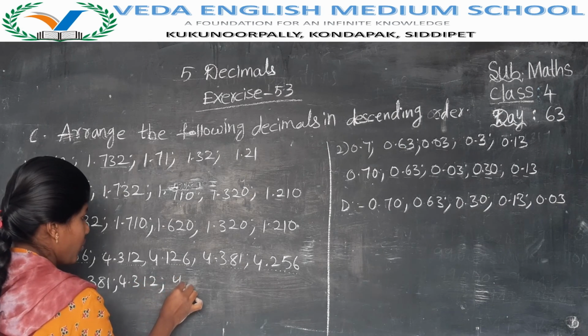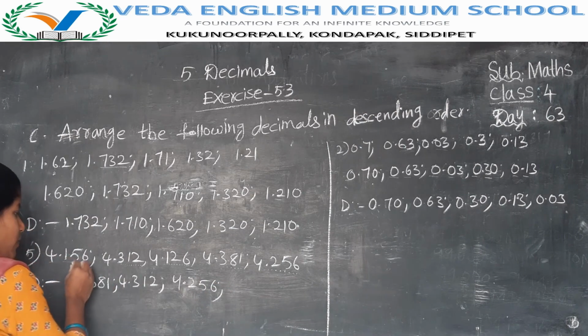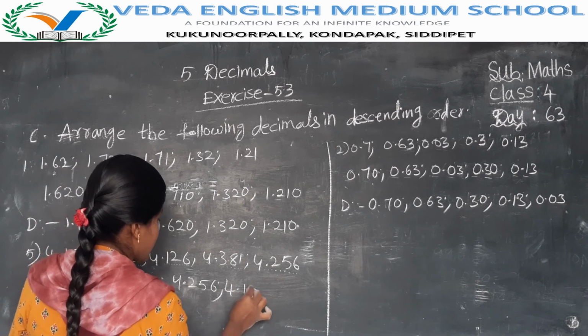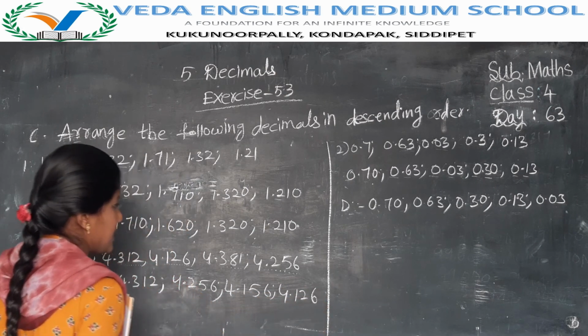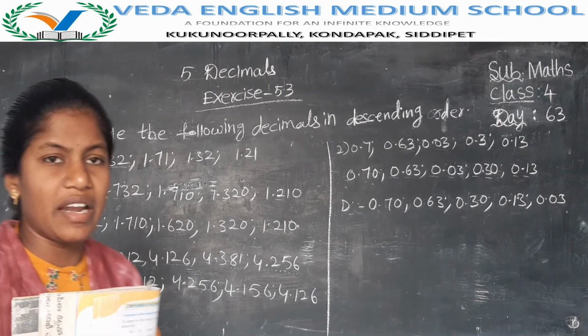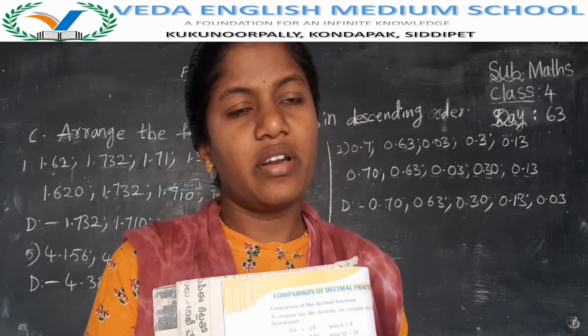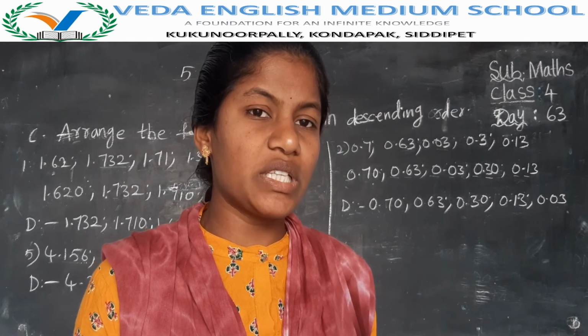Next 4.256. Next 4.156, and finally 4.126. It is descending order. That means if you have like decimals, then there is no need to convert. You have to write as it is and write in ascending or descending order. Understand? I hope you have understood this class.